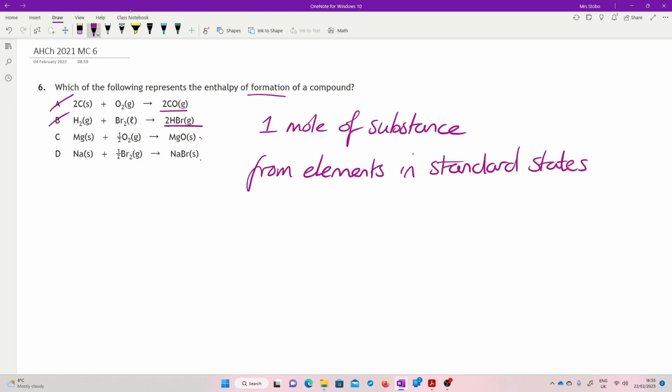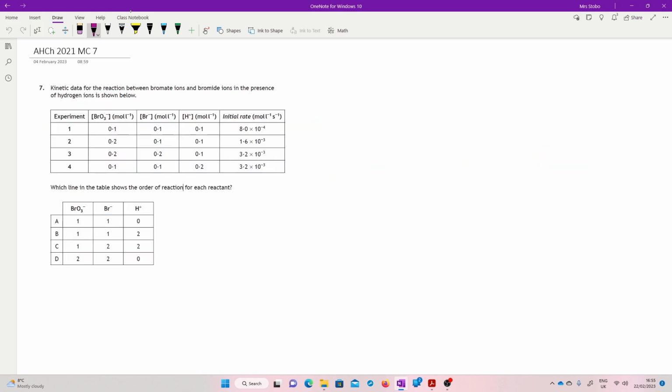Now we're down to 2 options, and that's 1 mole of a substance, so I'm halfway there. Elements in their standard states: magnesium and sodium are both solids in their standard states. Oxygen is a gas. Bromine is not, bromine is a liquid. So there we go.